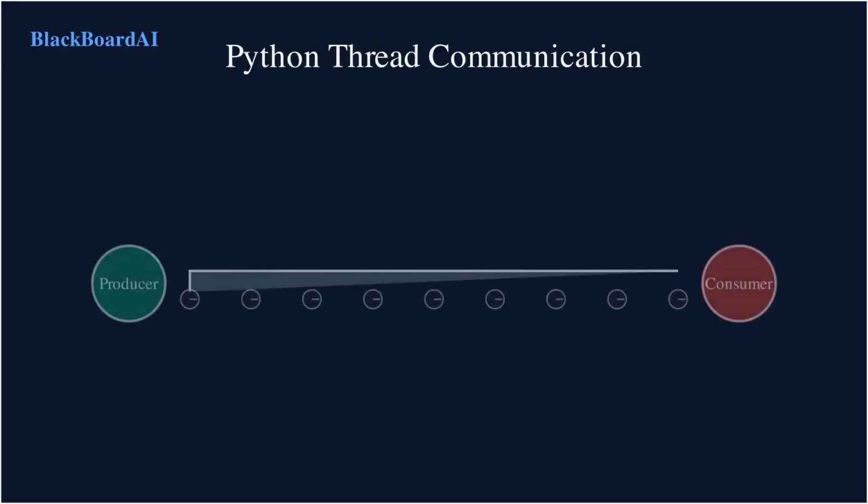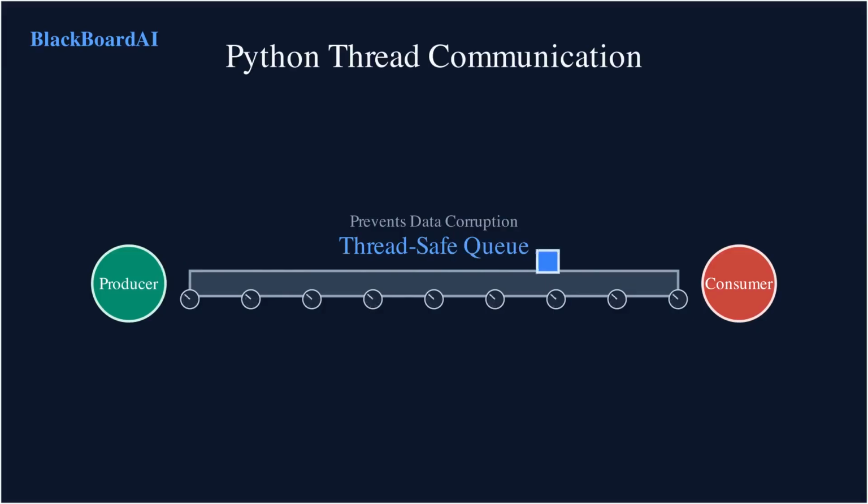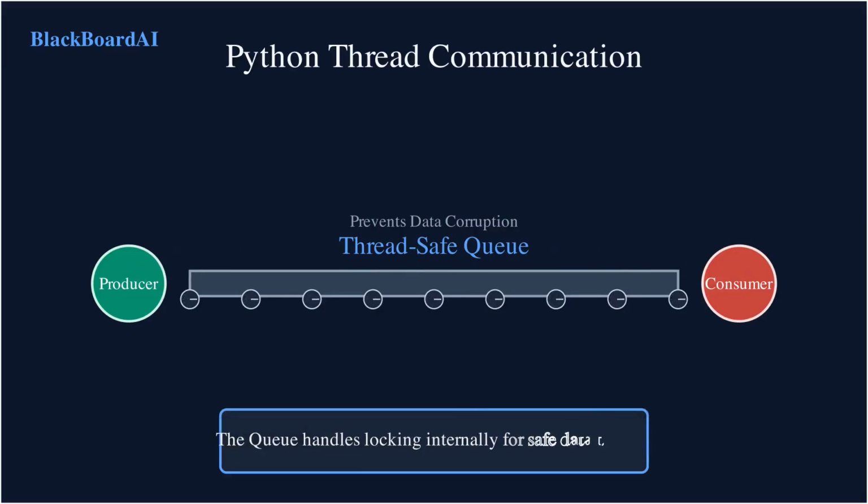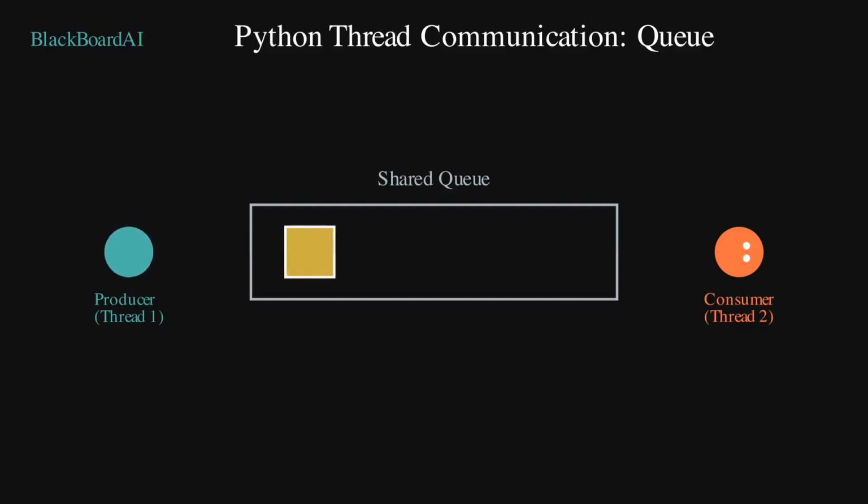If you need to pass actual data like messages or objects, the queue is your best friend. It is thread safe, which prevents your data from getting corrupted. The producer puts data in and the consumer pulls data out. If the queue is empty, the consumer automatically waits.